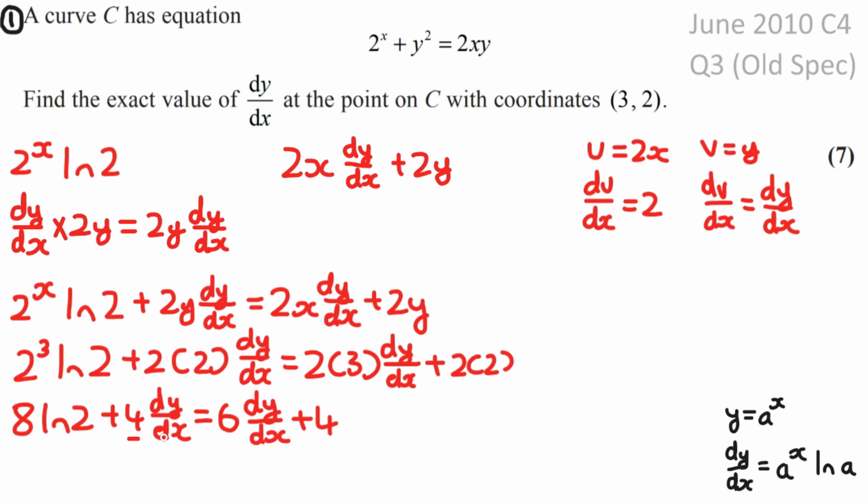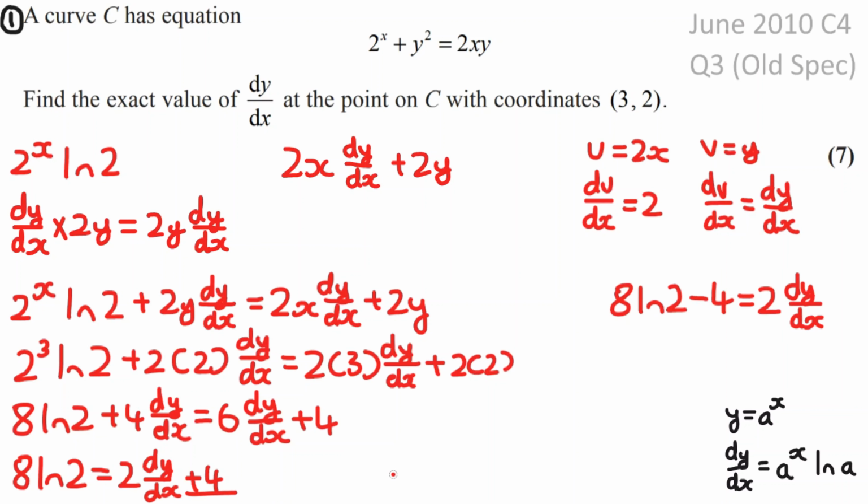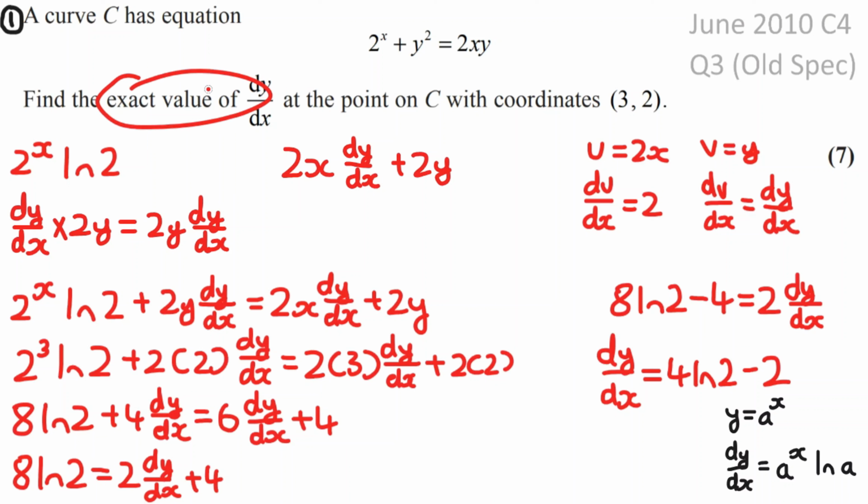So what we can do, we can move this 4 dy over dx onto this side. So we're going to be doing 6 dy over dx minus 4 dy over dx. It's going to be 2 dy over dx here. And we need to make this the subject. So let's move the 4 onto the other side like we've done here. And then we can divide both sides by 2 to get rid of this 2 here. So we get dy over dx is equal to 4 the natural log of 2 minus 2, and this is the exact value. It wants the exact value, so we need to write it in the log form of dy over dx at these coordinates here.